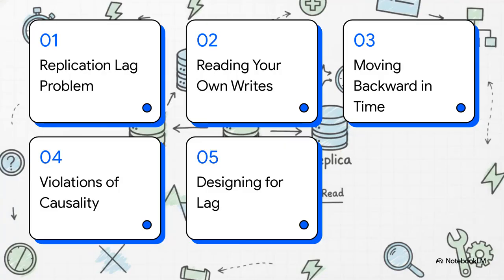First, we'll cover the replication lag problem. Then, we'll tackle 3 distinct user frustrations: reading your own writes, moving backward in time, and violations of causality. And finally, we will wrap things up with designing for lag.